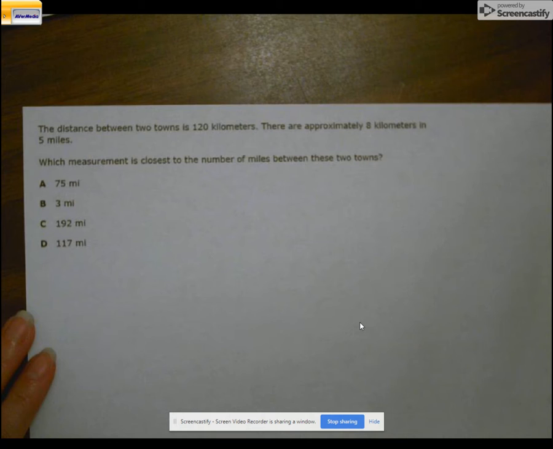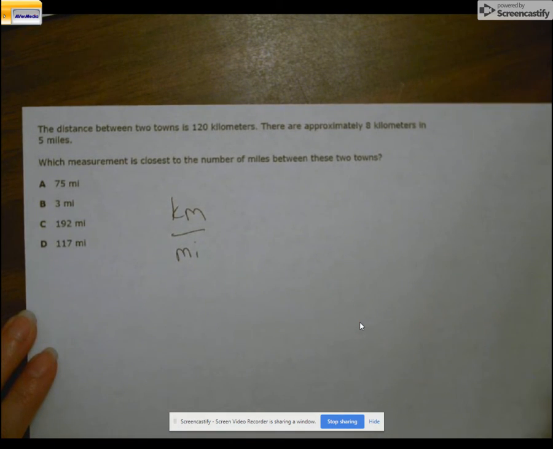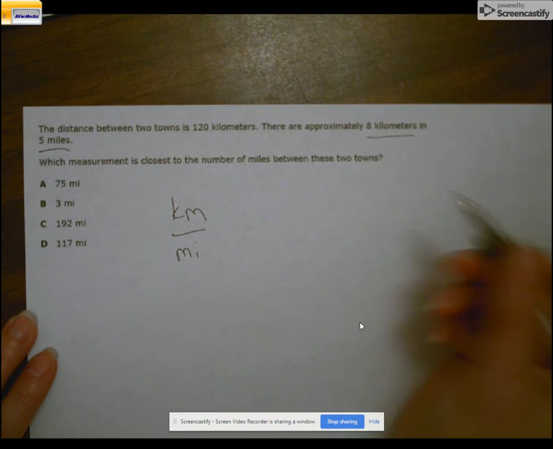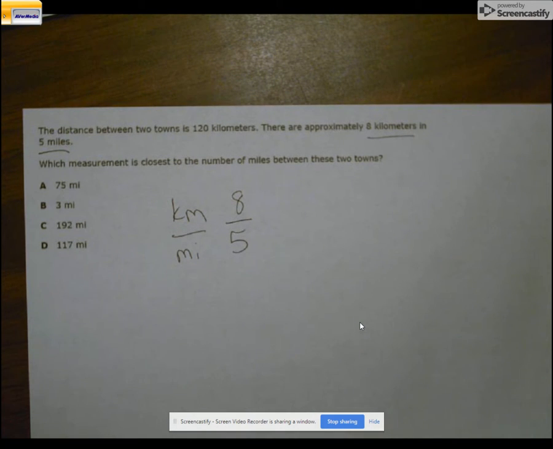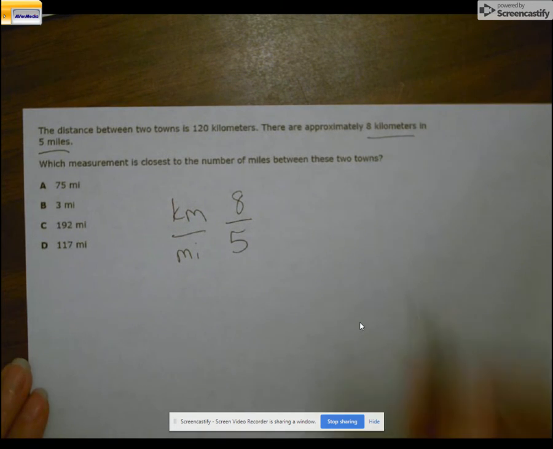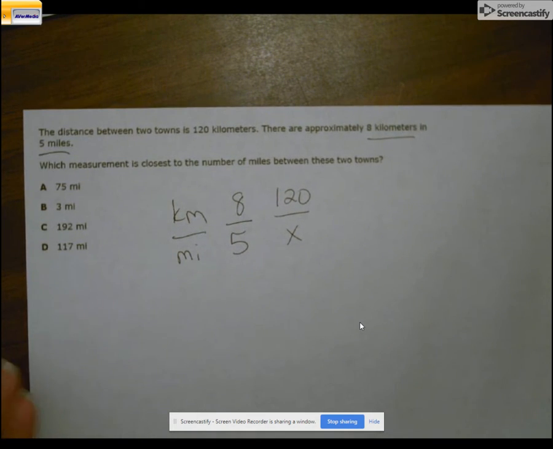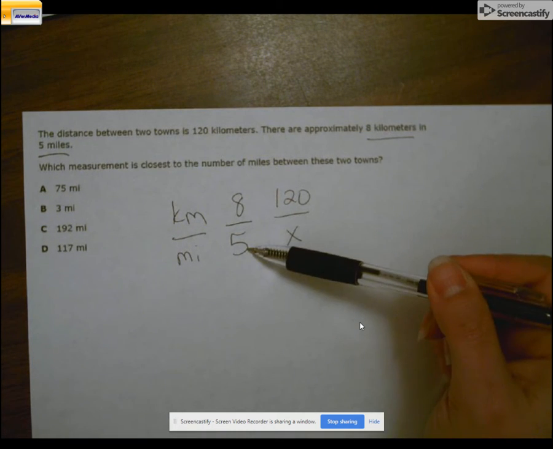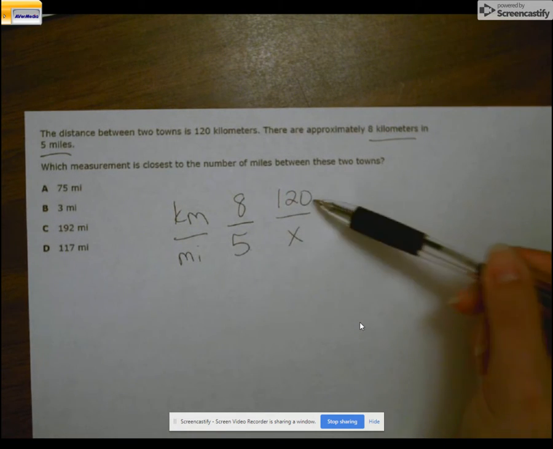Distance between 2 towns is 120 kilometers. There's approximately 8 kilometers and 5 miles, so it looks like I'm dealing with kilometers and miles. So 8 kilometers and 5 miles. So 8 goes up here with the kilometers, 5 goes down here with the miles. Then I have 120 kilometers, so that needs to go up here on the top. Okay, and again, I can do my cross multiplication. Again, I'm noticing that 5 is less than 8, so the bottom number actually has to be smaller than the top number.